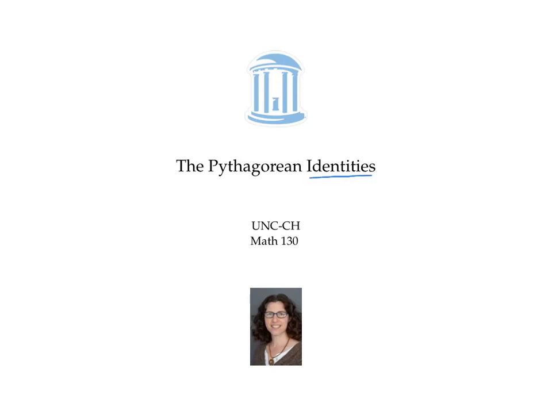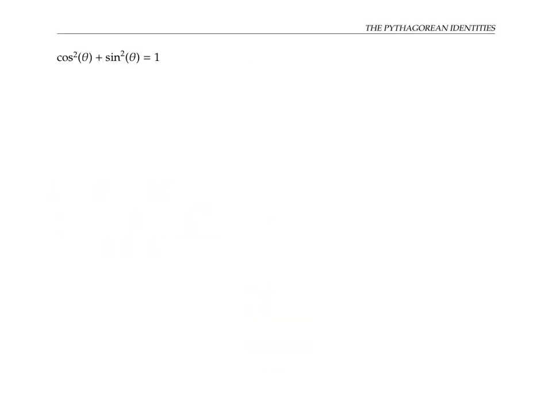This video states three identities called the Pythagorean identities. The first one is the familiar cosine squared theta plus sine squared theta equals 1. The second one says tan squared theta plus 1 equals secant squared theta. And the third one goes cotangent squared theta plus 1 equals cosecant squared theta. Let's start by proving that cosine squared theta plus sine squared theta equals 1.